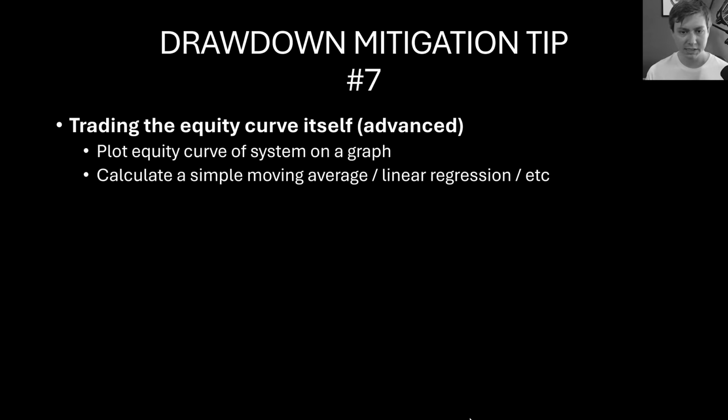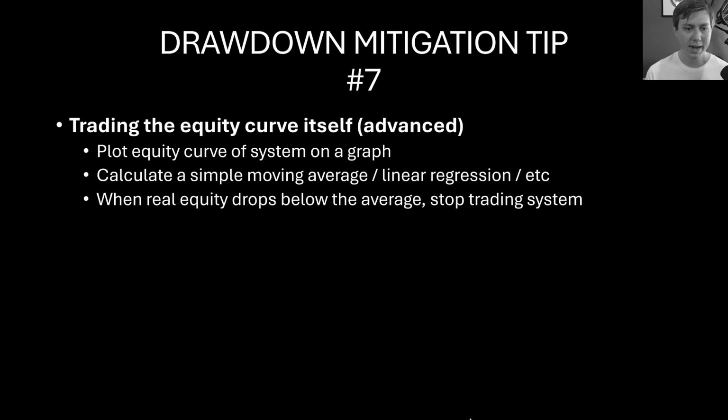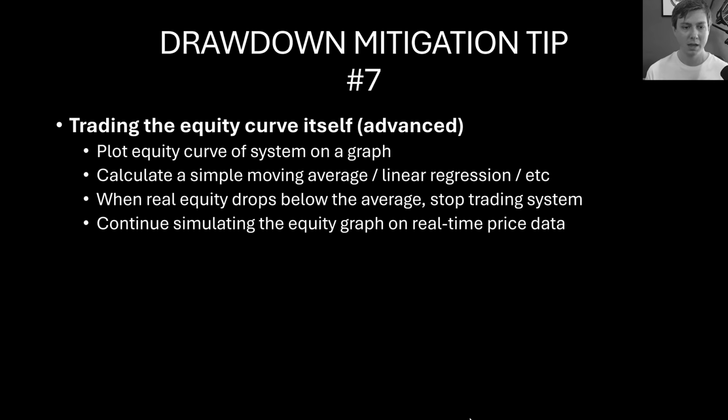We calculate a simple moving average or a linear regression or some other way of measuring the average return of a system. And when our real trading equity drops below the average of our equity curve, we stop trading the system in real time. However, we continue simulating the equity graph on real-time price data.